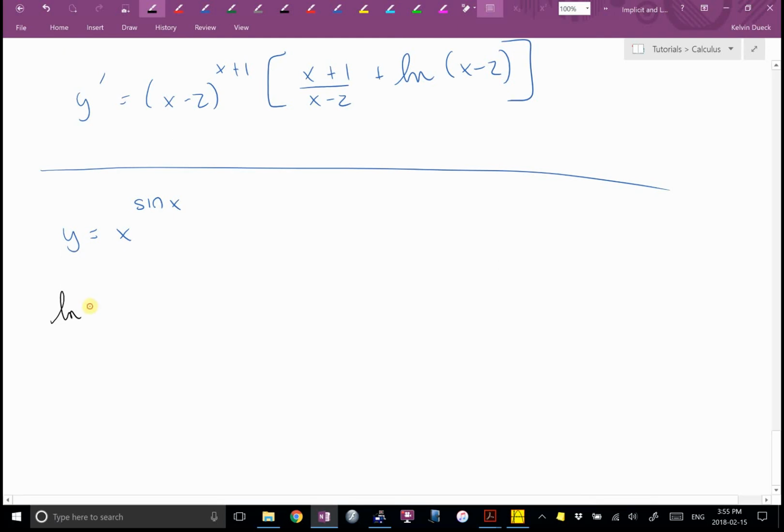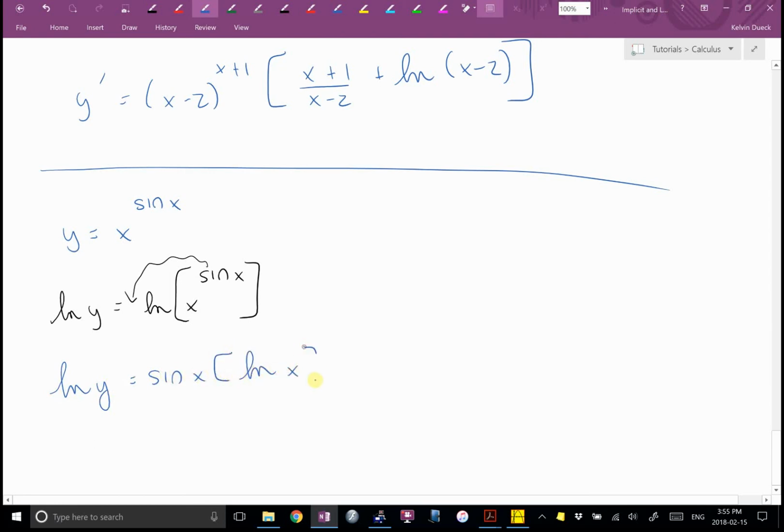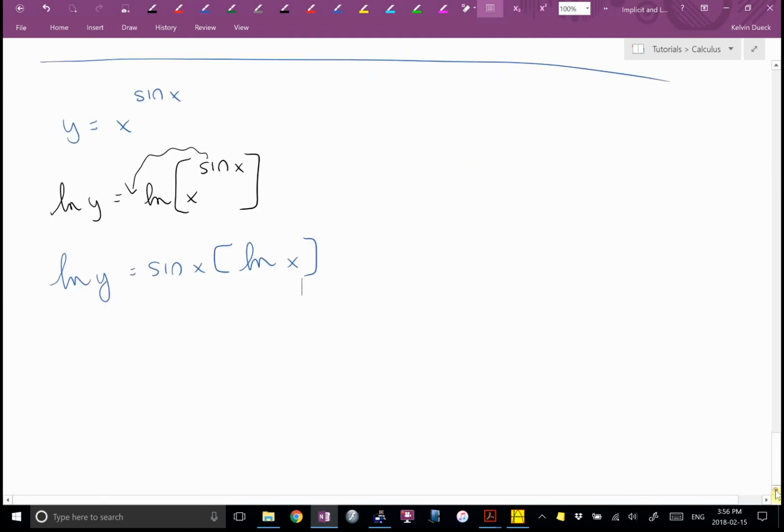Take the ln of y equals the ln of x to the sine x. I can now move that to the front. I'll get ln of y equals sine x ln of x. Take the derivative of both sides. What's the derivative of ln of y?